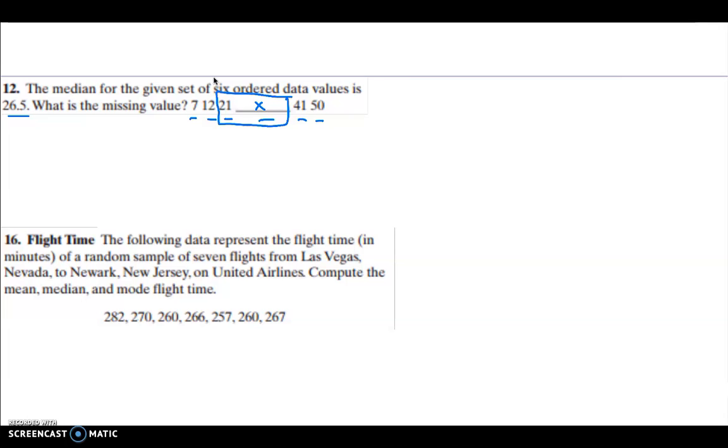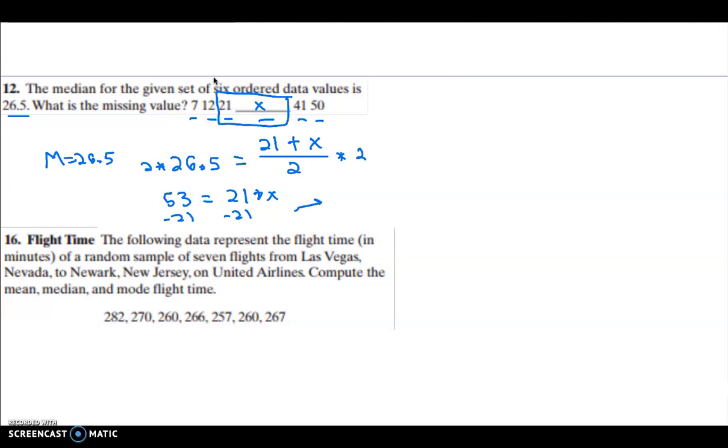And so since we don't know what that is, but we do know that the median is 26.5, it's the number right between 21 and this number X. So what we can say is the median 26.5 is equal to 21 plus whatever X is divided by 2, the average of those two numbers. Okay, and now I just have a basic equation to solve. So I'm going to times both sides of my equation by 2. So this will give me 53 equals 21 plus X. And then I'm going to subtract 21. 53 minus 21 is 32 equals X.